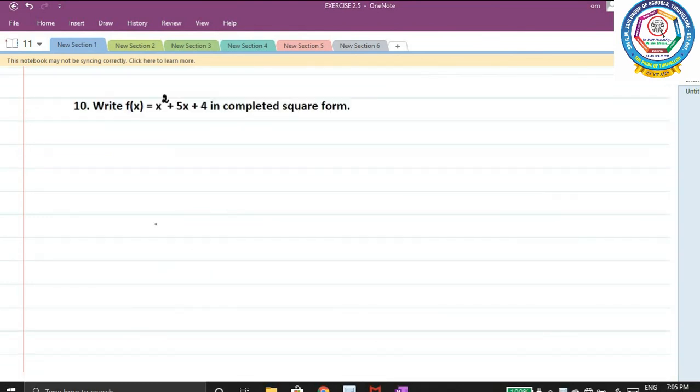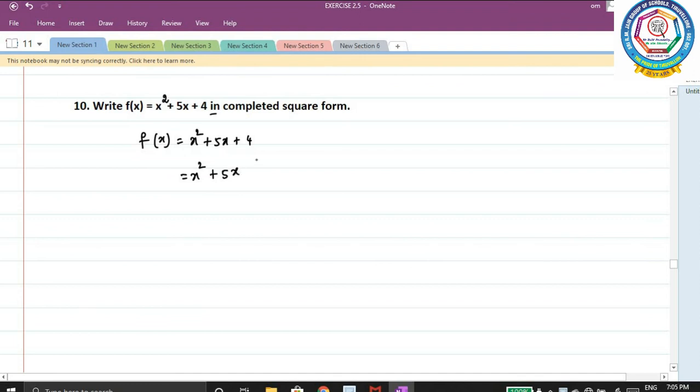Sum number 10. Write f of x equal to x square plus 5x plus 4 in completed square form. So, what is the function given? F of x is equal to x square plus 5x plus 4. We have to write it in completed square form. So, how am I going to take it: x square plus 5x. Here I am going to add 5 by 2 the whole square, then subtract 5 by 2 the whole square, plus 4.